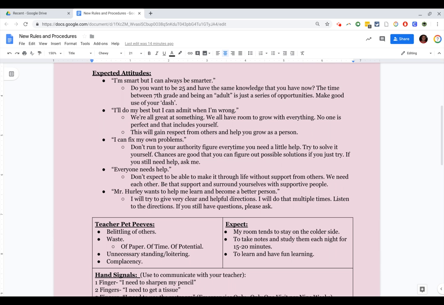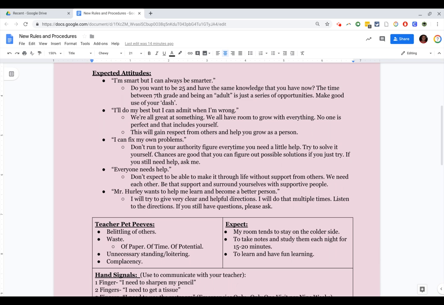It says, do you want to be 25 and have the same knowledge that you have now? The time between 7th grade and being an adult is just a series of opportunities. Make good use of your dash. When you die, you're going to have a born date and a death date. That dash in between is what summarizes your whole life. So make the most of your dash, make the most of your life. One of the ways you can do that is by learning as much as you can. Find smart people and ask them questions, stick around them, watch what they're doing, stuff like that.